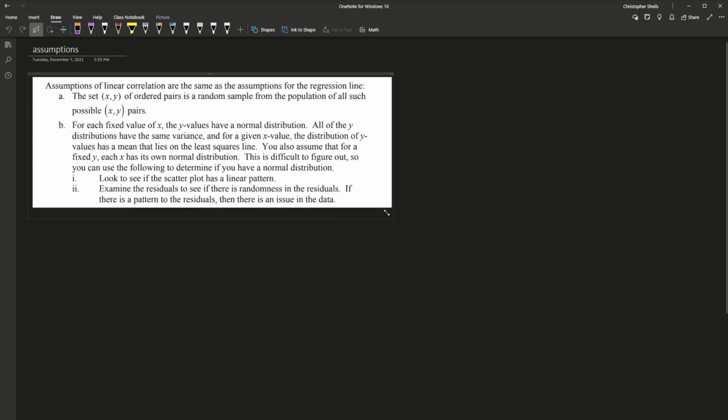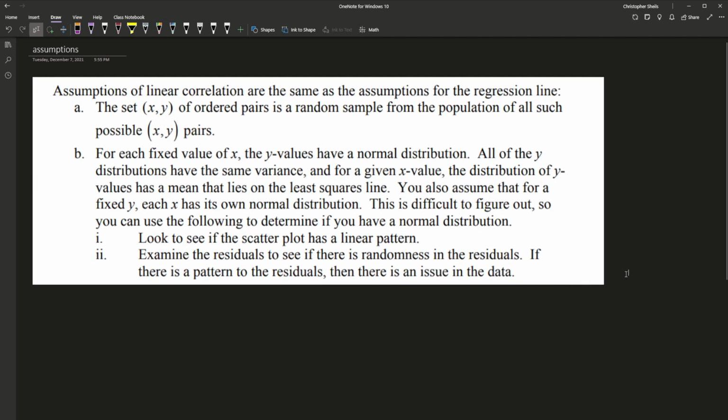There are some assumptions for the linear correlation. These are the same as the assumptions for the linear regression line. The set of xy ordered pairs is a random sample from the population of all such possible xy pairs. And we need to determine if our random variables have normal distributions.